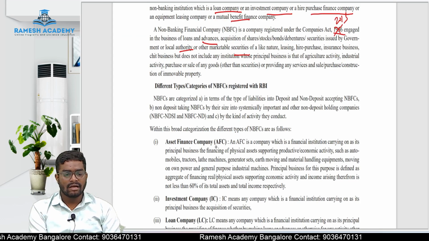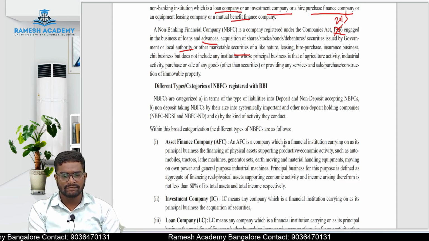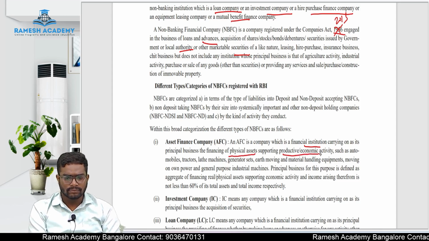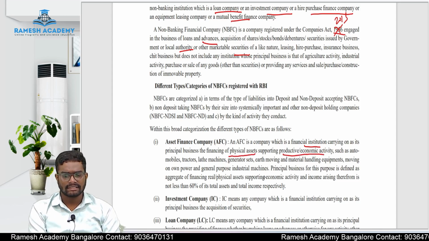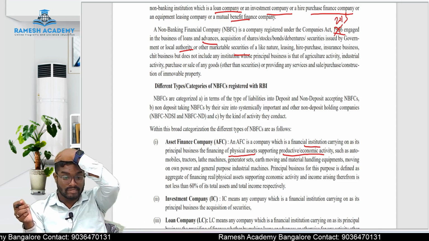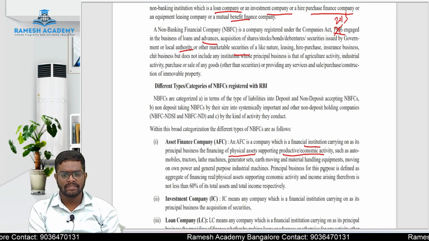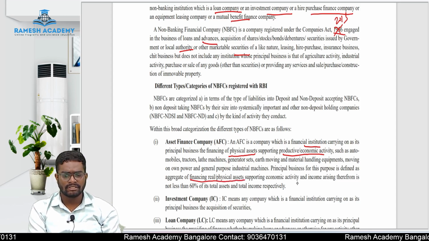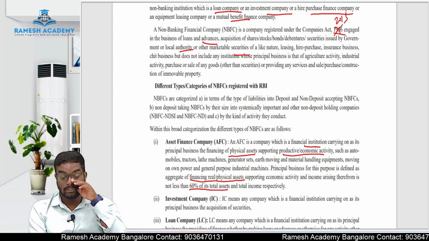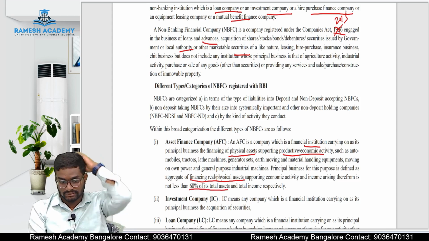See, first one is the asset finance company. What is that? An asset finance company is a financial institution carrying on as its principal business the financing of physical assets, supporting productive economic activities such as automobiles, tractors. So it will be providing loans for the purchase of automobiles, tractors, lathe machines, generators, etc. Principal business is defined as financing real or physical assets supporting economic activity, and income arising therefrom is not less than 60% of the total assets. So it will be mainly lending for buying assets.